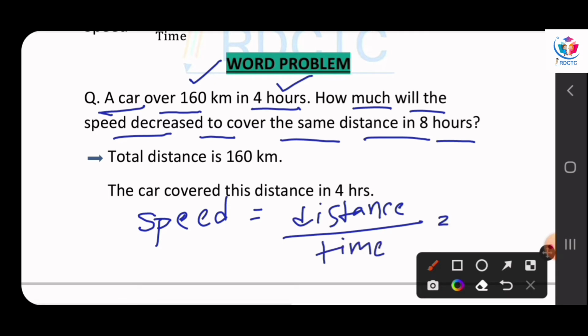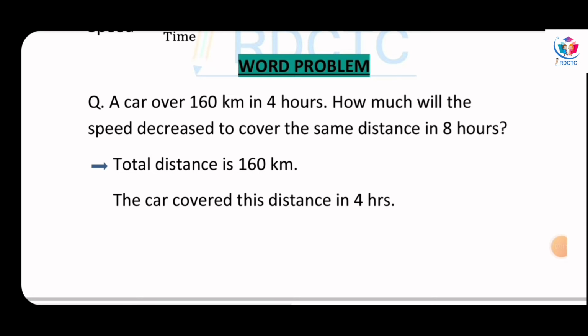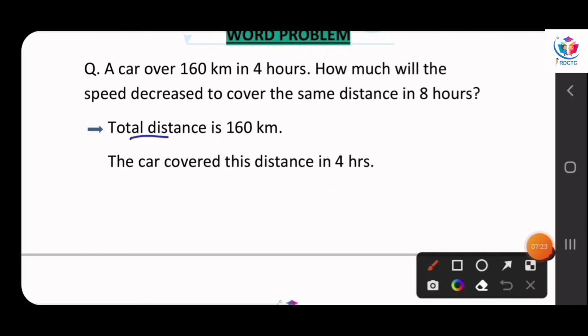Here the distance is 160 km and the time is 4 hours. When we divide 160 by 4, we get 40. Here we easily write the answer, that is 40 km per hour. Speed means in 1 hour how much distance we cover. Let's solve the question. The total distance is 160 km. The car covered the distance in 4 hours.